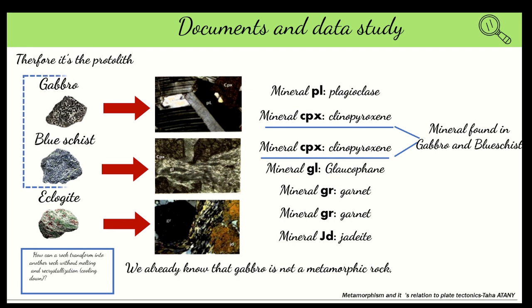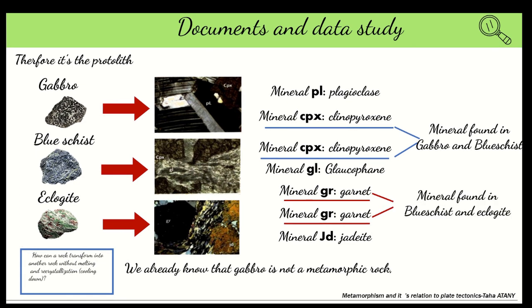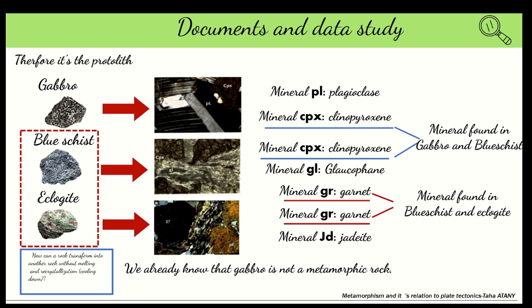Second observation. We notice garnet is present in blue schist, but also in eclogite. Eclogite has no clinopyroxene or plagioclase. However, it has this mineral in common with blue schist. So there is a logical connection between blue schist and eclogite. However, eclogite distinguishes itself by jadeite and blue schist by glaucophane.